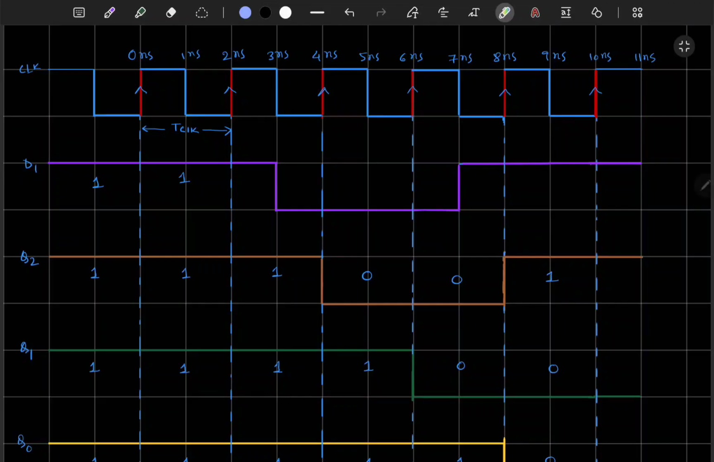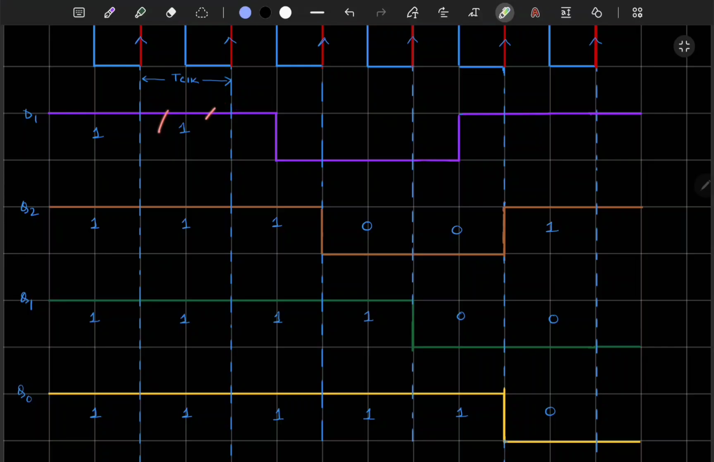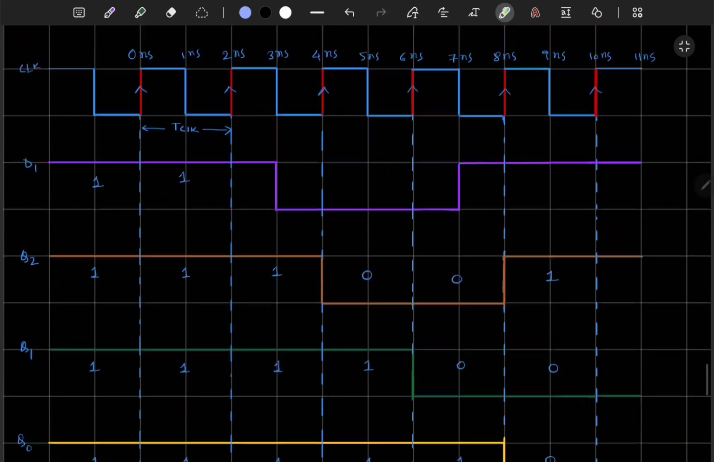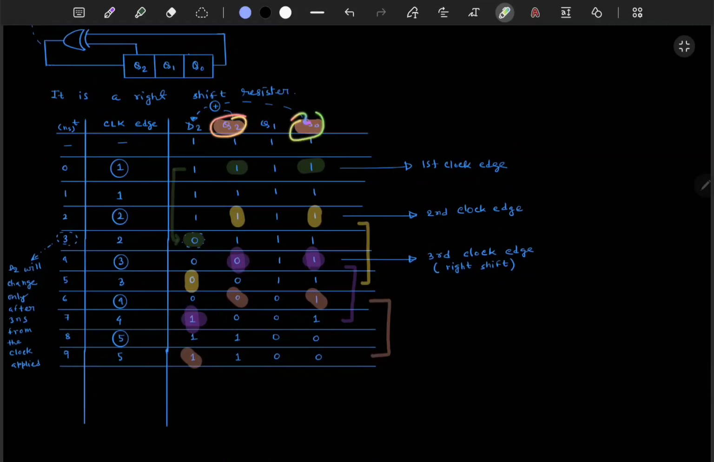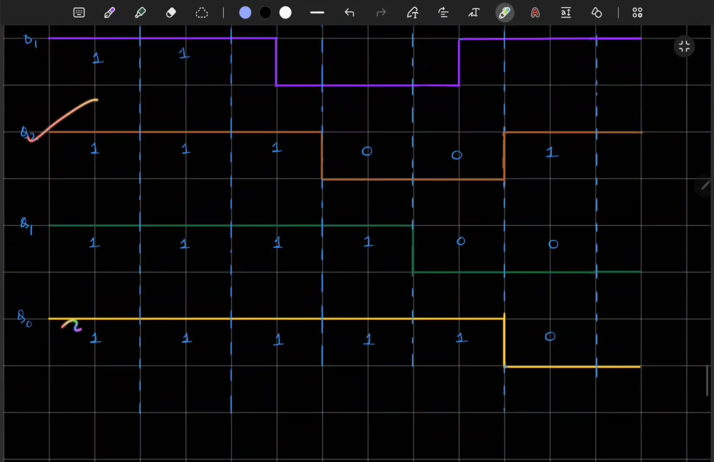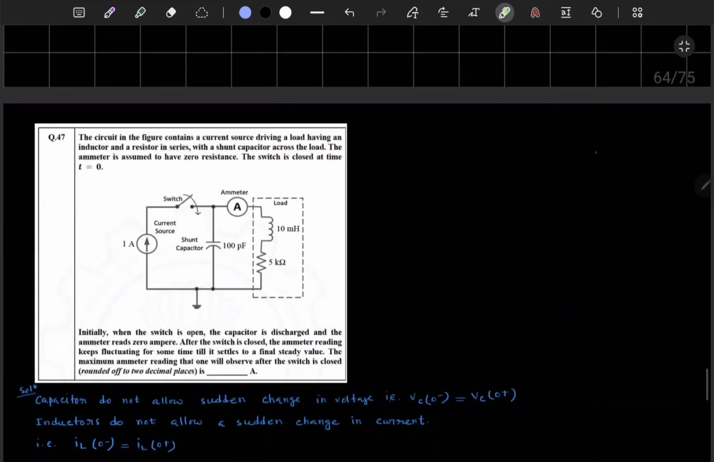Okay, you can see D1. It is changing after the first clock, after 3 nanosecond, 1, 2, 3. And it is changing with respect to these inputs. At this clock edge this is also 1, this is also 1, so this XOR will be there at the output. The same thing goes on. I think this is the XOR of Q2 and Q0, so Q2 and Q0 we need to check, not Q1, for finding this D1. Okay, now moving to the next question.